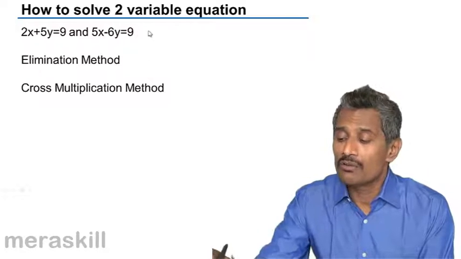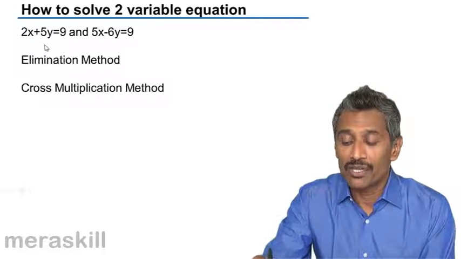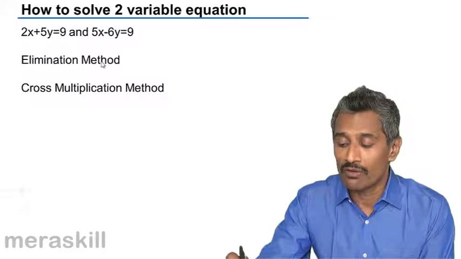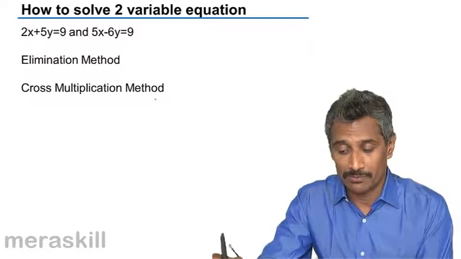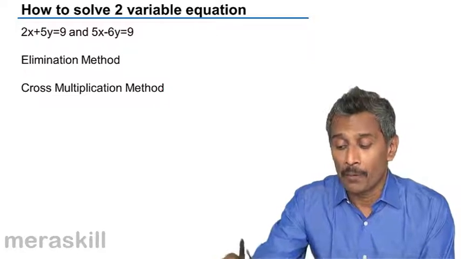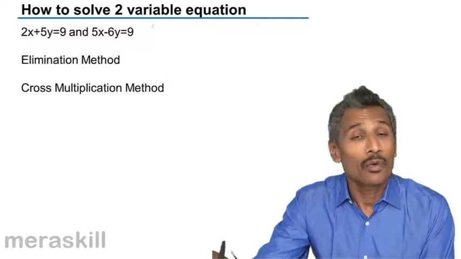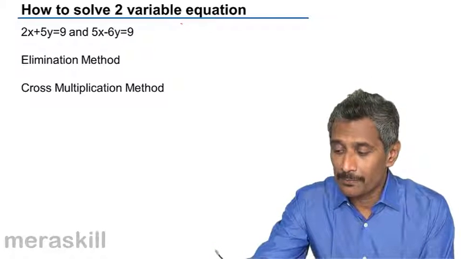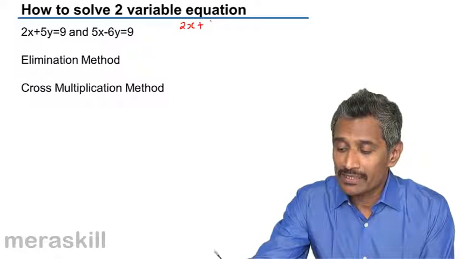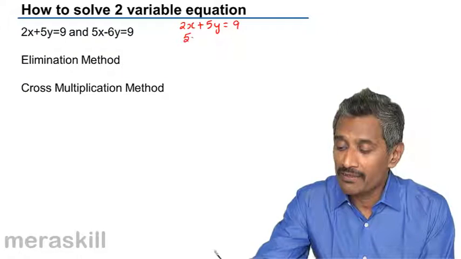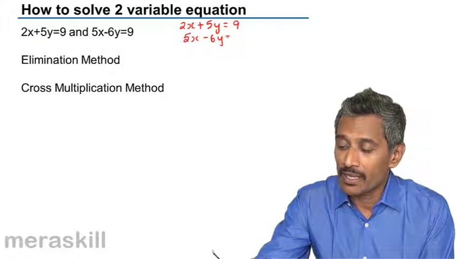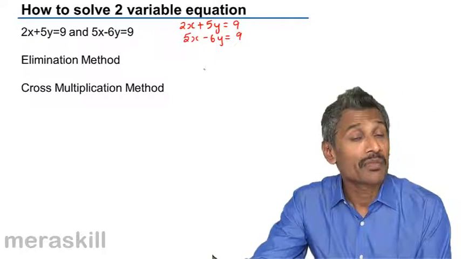How do we solve a two-variable equation? There are two methods of doing it. One is called the elimination method and the other is called the cross multiplication method. Now, the elimination method, we can do this. Say, for example, you have 2x plus 5y is 9 and 5x minus 6y is also 9.